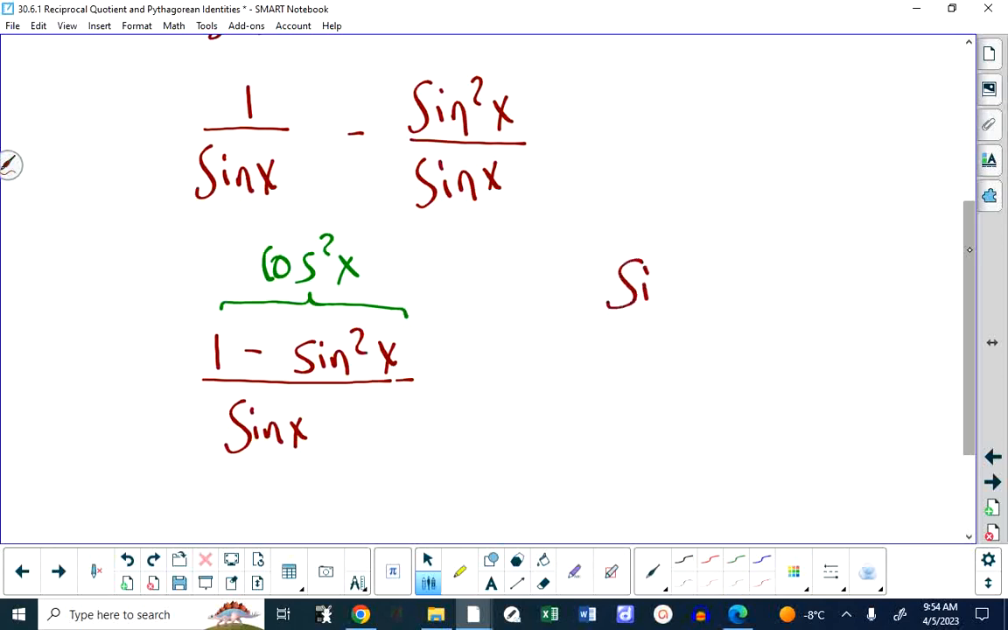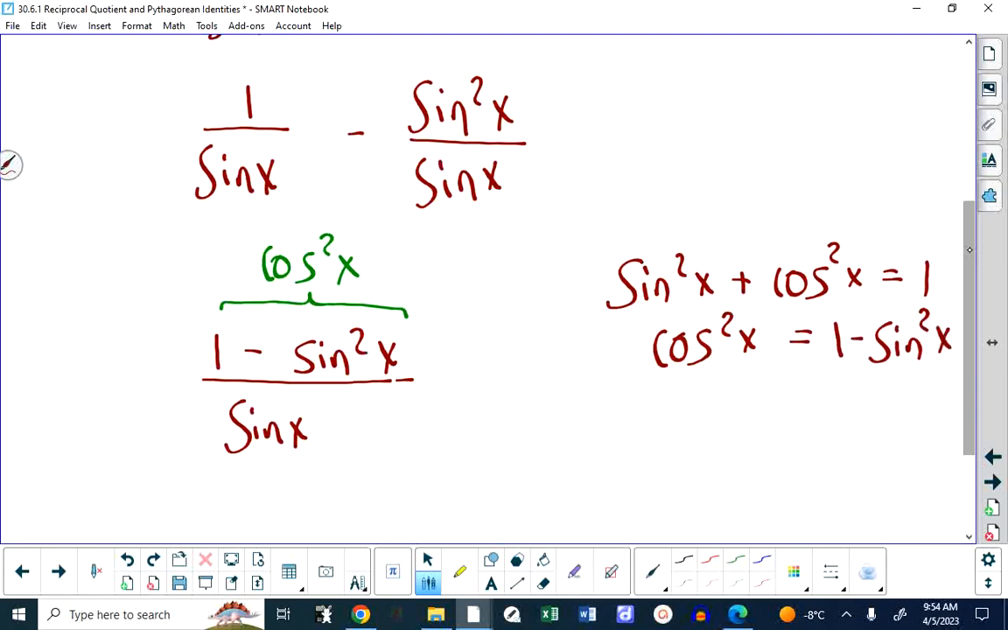The idea here is that sine squared of x, I'm sure this has come up already in this class, plus cos squared equals 1. If I subtract sine squared of x from both sides, I get this statement. Yeah, it has come up already, but I think it was the other one we were rearranging for. So that's cos squared of x. Our answer then is cos squared of x over sine of x.